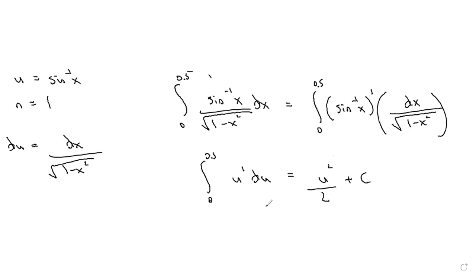For now I'm just going to ignore the upper and lower bound. I don't want to have to keep rewriting it, so for now I'll just pretend it's a regular question, and then at the end we'll bring those bounds in. Okay, so this is sine inverse raised to the 2 over 2 plus your constant. So normally that would be the end of the question, but in this case we do have these.